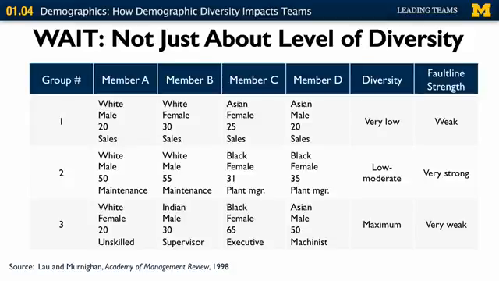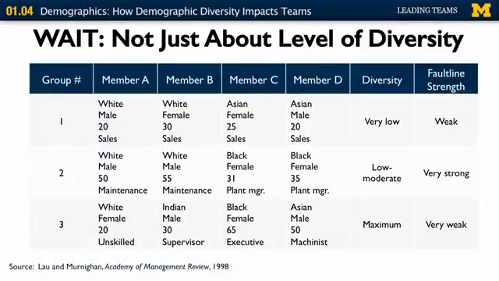And what you see are the characteristics, the demographic and functional background characteristics of the 4 team members in each team. And then the overall assessment of diversity and what we call fault line strength. So look at group 1. Everybody's white. 2 members are female, 2 members are male. Everybody is relatively young and they're all from sales. So if you were to characterize that team other than race, diversity is really low. And what we call fault line strength is weak. And what I mean by fault line will become clear in the next example.